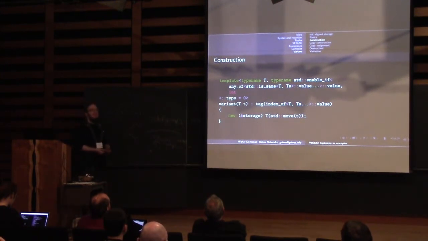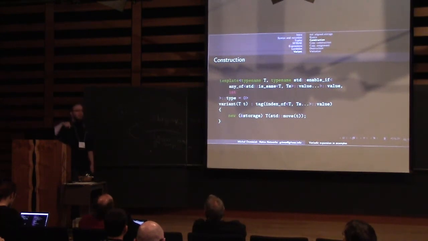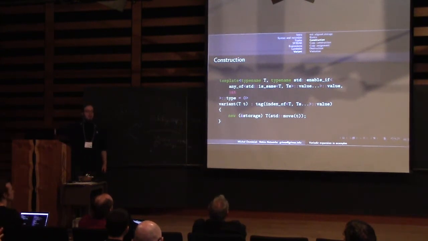Yes? Do you have to worry about a variant with two of the same types, or are you just... Do I have to worry about a variant with two of the same types? I don't. I think I have a static assert in my code that says that you cannot have two of the same types. The index of is supposed to fail if you have it; basically, index of will never give you the index of the second instance of the type inside the variant. So I might even not have the static assert there. I would have to check. OK, so this is simple enough.